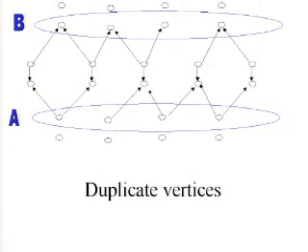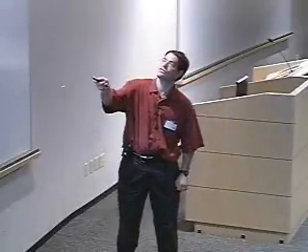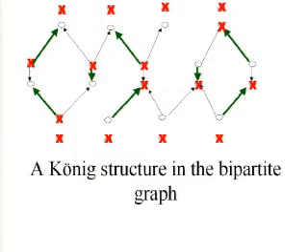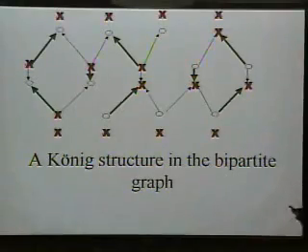Take your graph. Now multiply all the vertices, and add all these little edges between the two copies of each of the vertices. So what we have now is a bipartite graph. In a bipartite graph, you can apply Koenig's theorem, and you get some Koenig structure in the bipartite graph. Plus, we also denote these by x's, just for convenience.